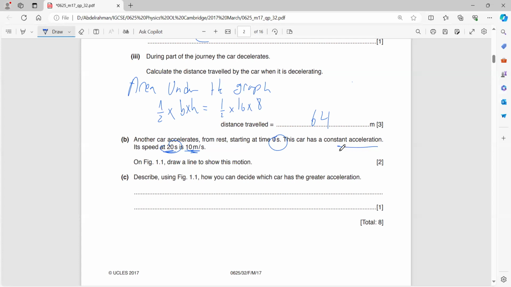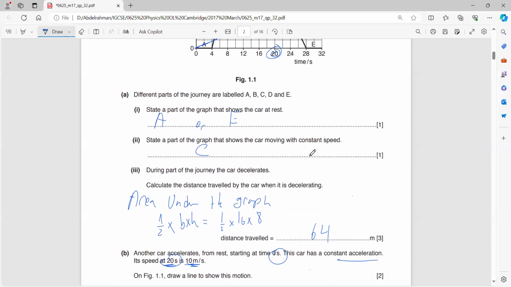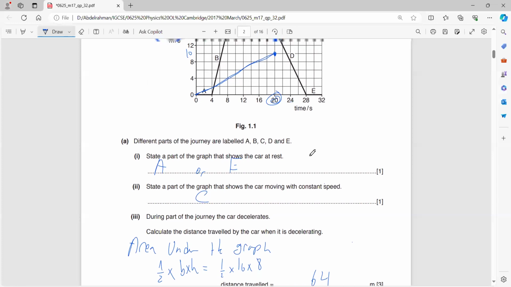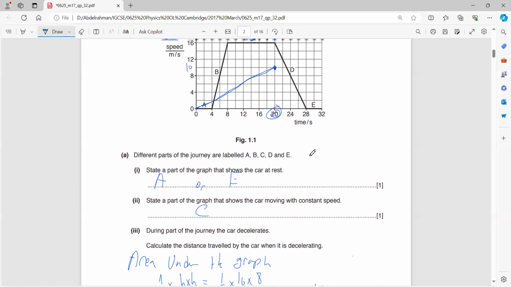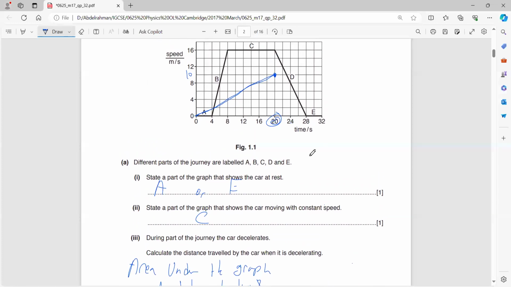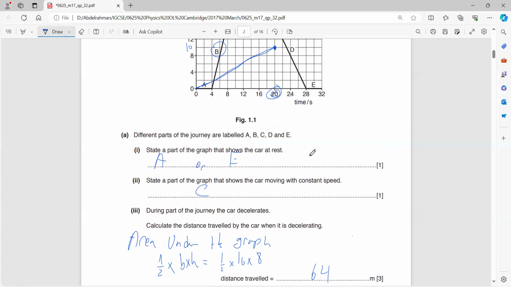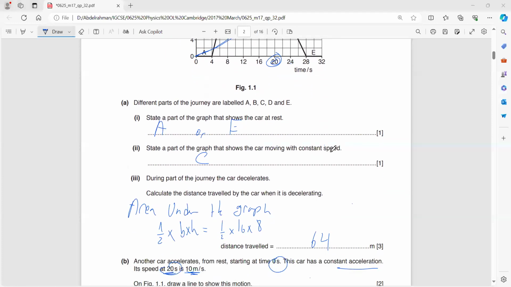Describe using figure 1.1 how you can decide which car has the greater acceleration. Which car should have the greater acceleration, guys? The car with the greater slope. Someone said B, which is correct. Why is B the correct answer? Because it has a greater slope.